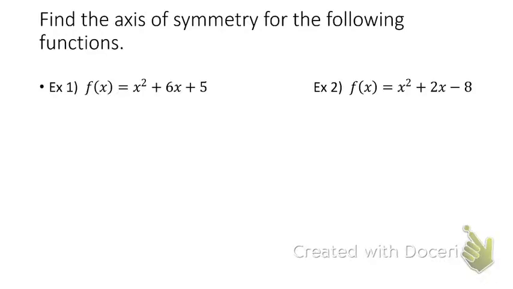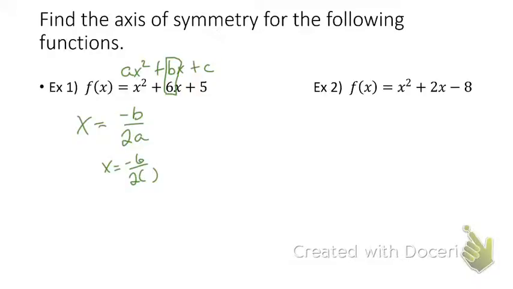Okay, so what we're going to start with is we've got example 1 and example 2. We're going to find the axis of symmetry for the following functions. So in example 1, we have x squared plus 6x plus 5. So we know we're going to start by writing down our formula. X equals negative b divided by 2 times a. In this case, we can see that b lines up with 6. So we have x is equal to negative 6 divided by 2 times a.